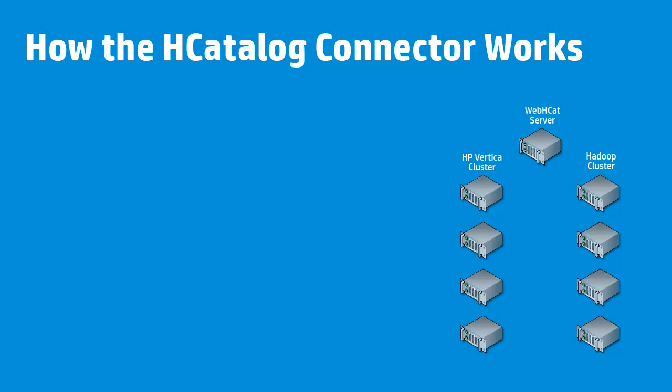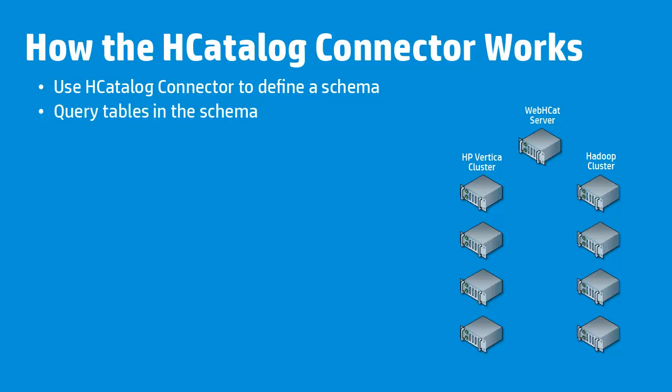How the HCatalog connector works. Using the HCatalog connector, you define a schema within your HP Vertica database that corresponds to a Hive database. You query data in this schema using HP Vertica's own SQL language, including its analytic extensions. The schema created by the HCatalog connector is read-only. You cannot use it to insert data into the Hive database.